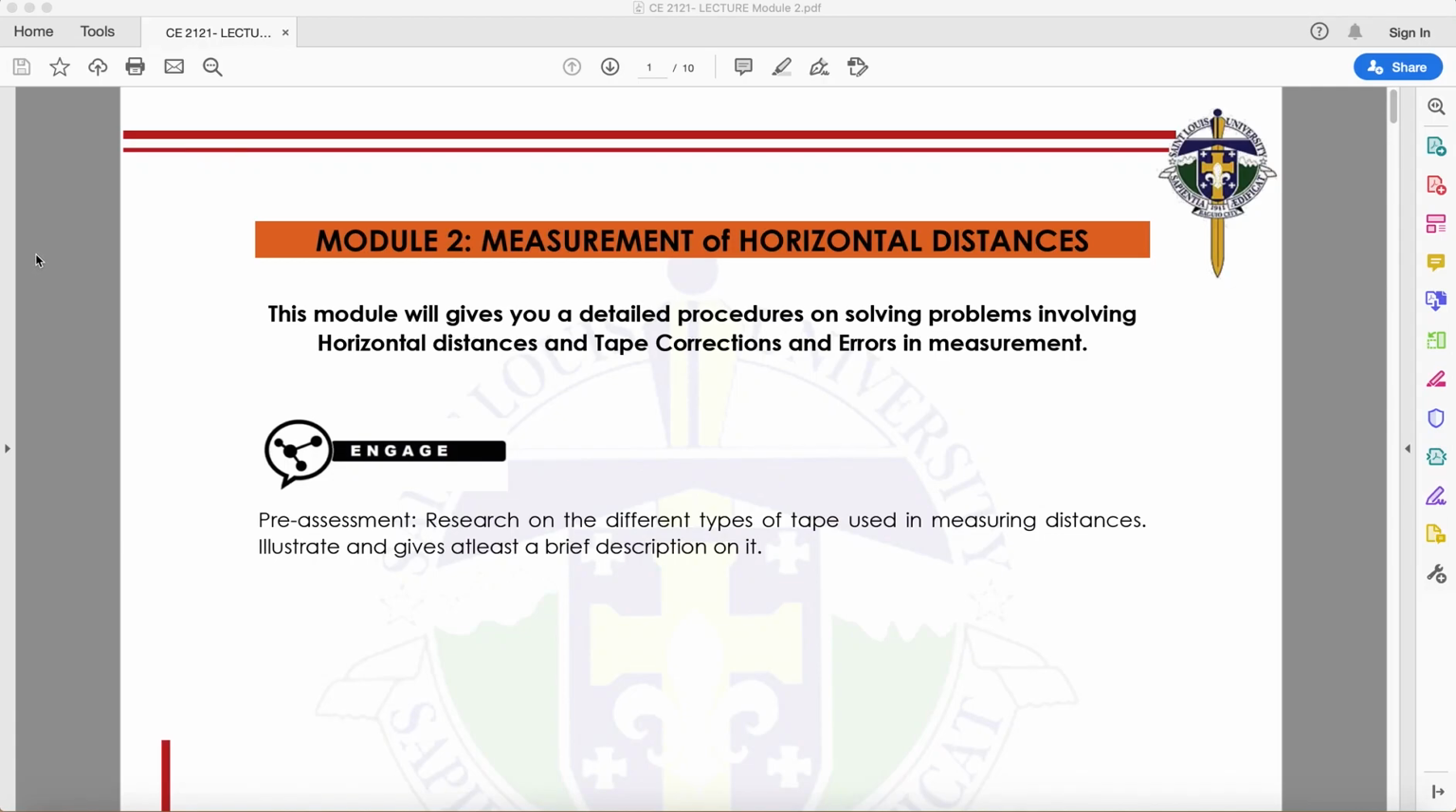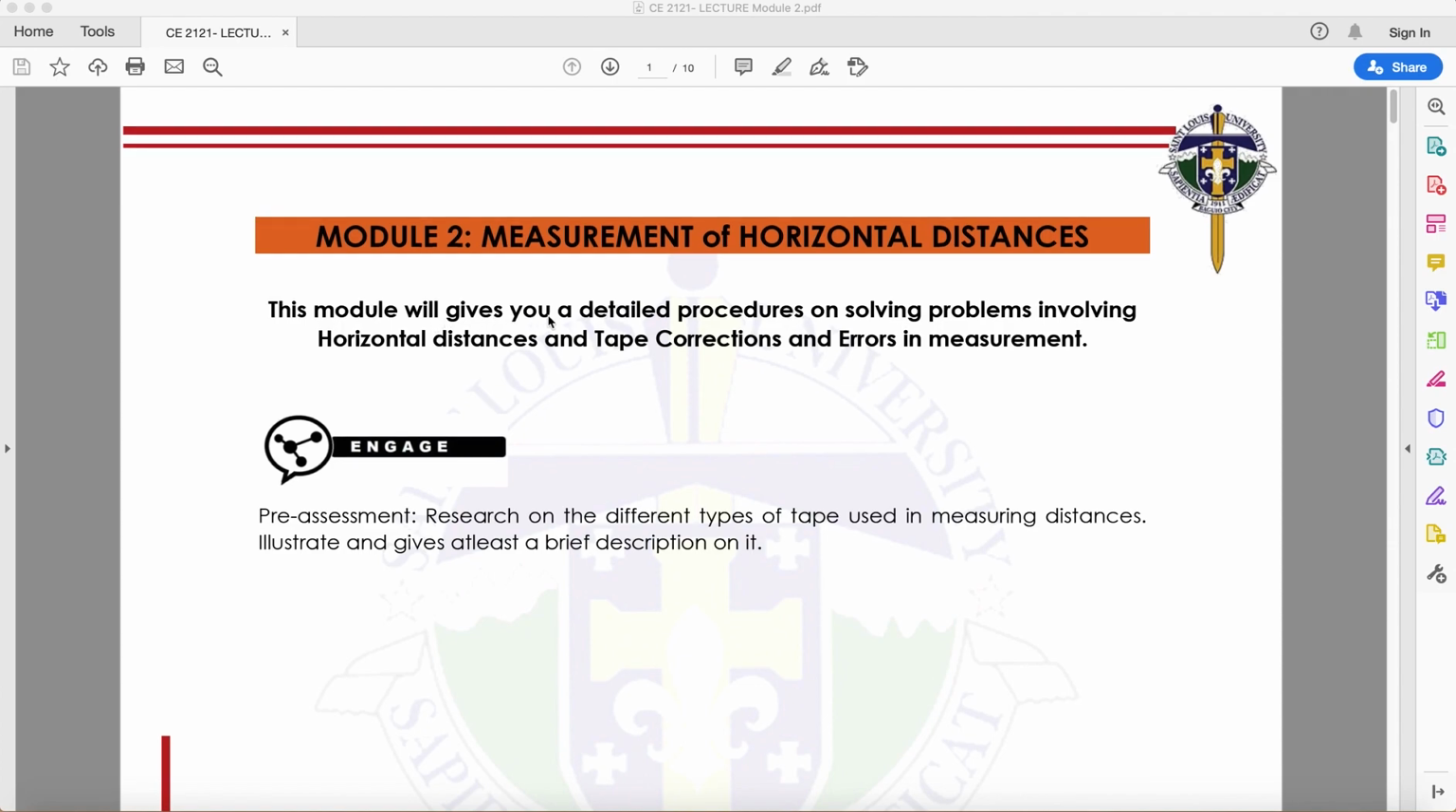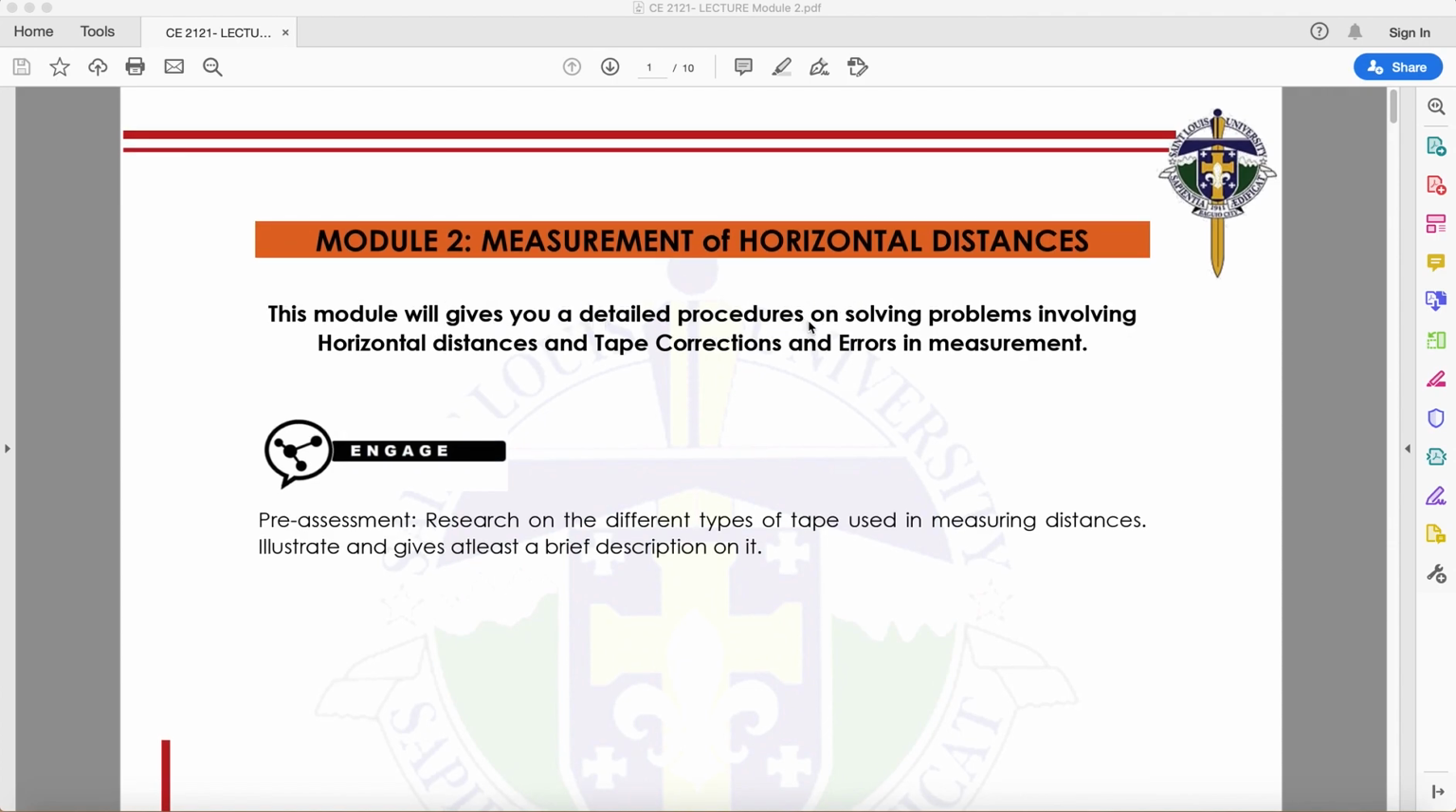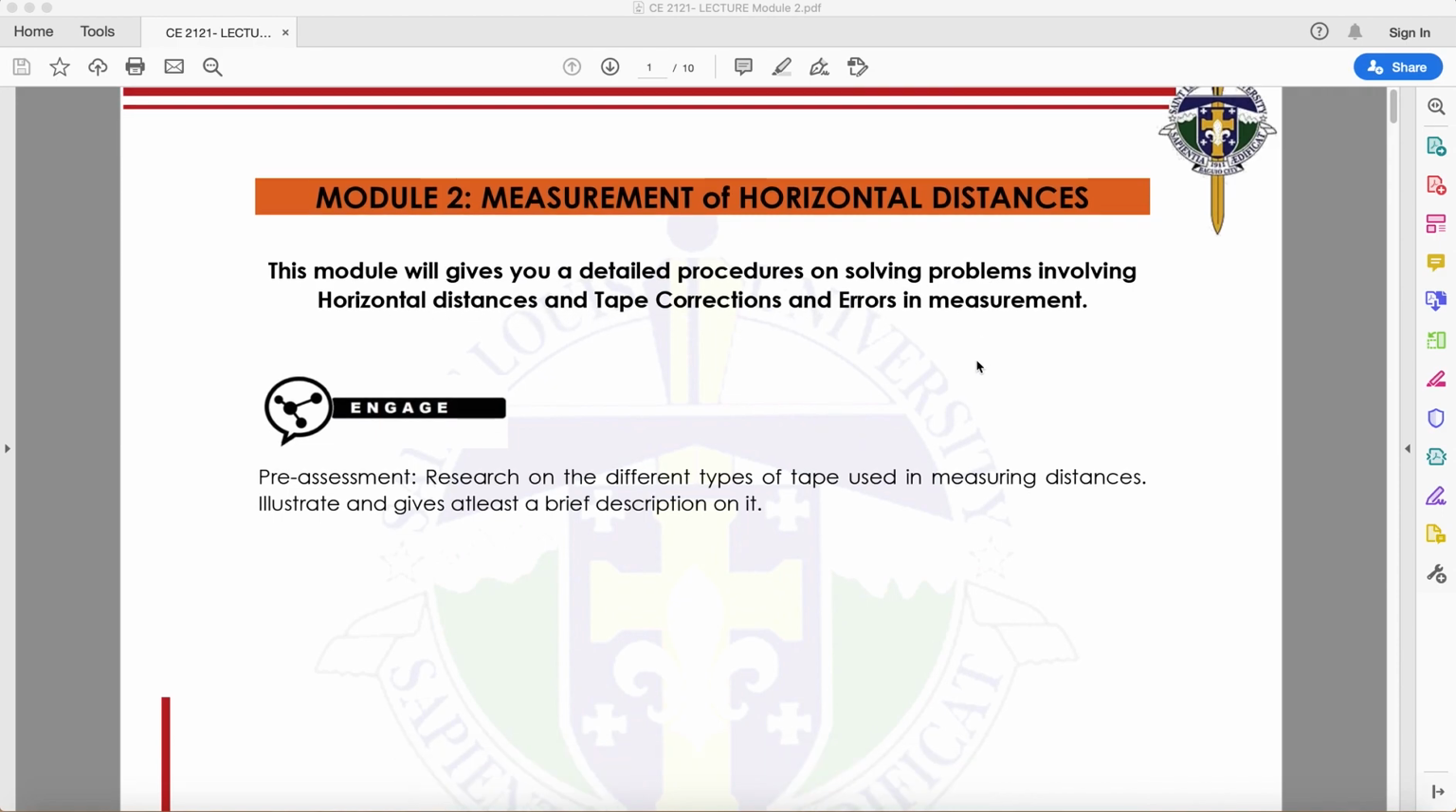So for this video, we're going to discuss module number 2, measurement of horizontal distances. This module gives you detailed procedures on solving problems involving horizontal distances and tape corrections and errors in measurement.